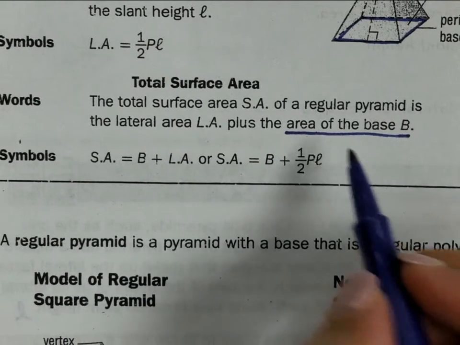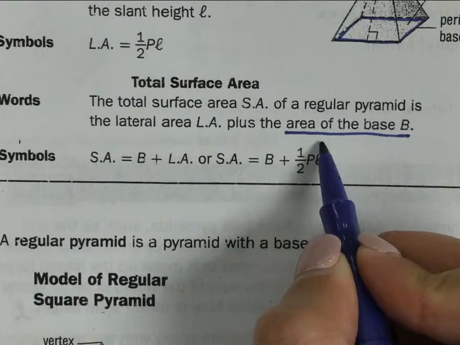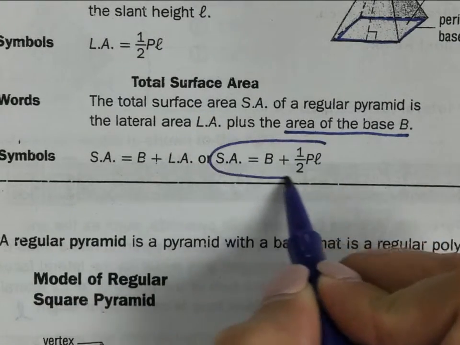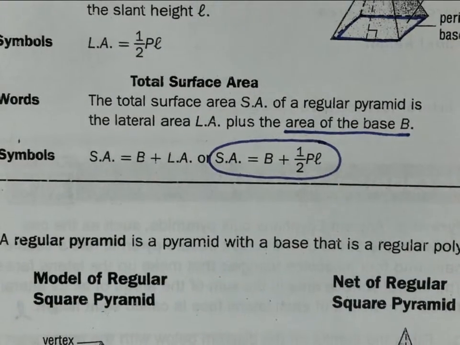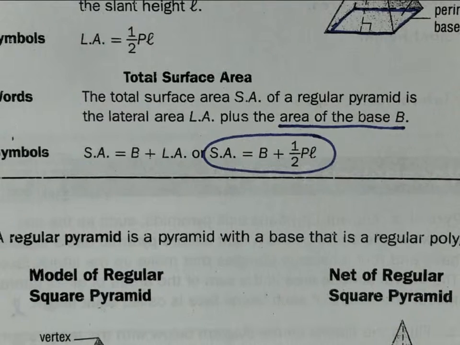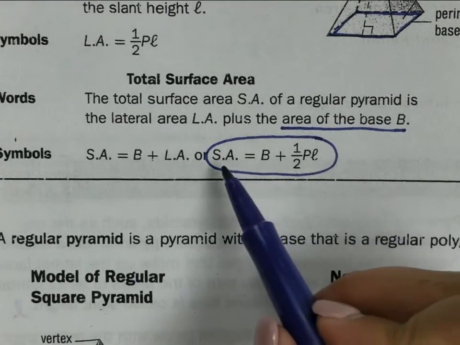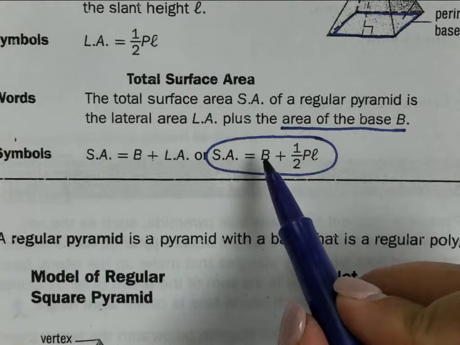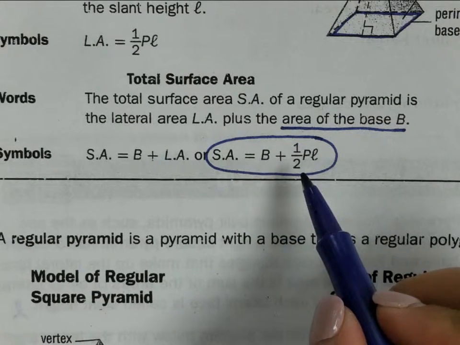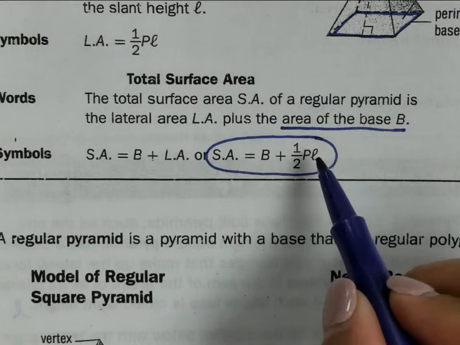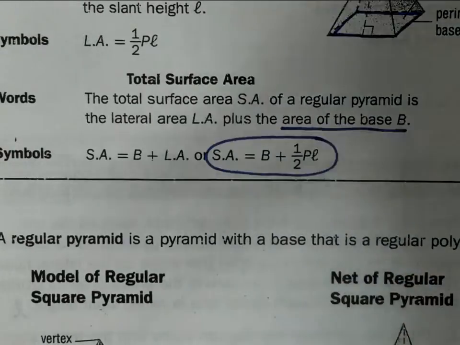But I want everybody to circle that second formula, because that is what we are going to be using mainly. So we're going to say that surface area is capital B, which is the area of the base, plus 1/2 times the perimeter of the base times the slant height.